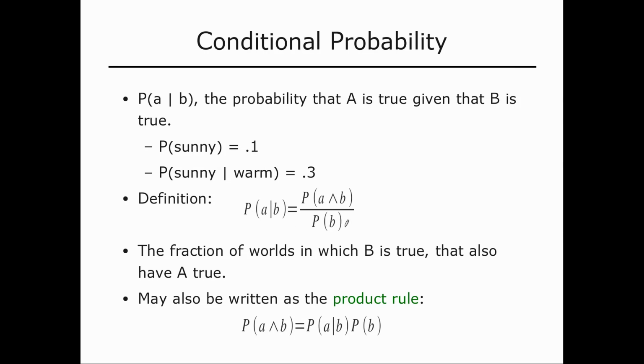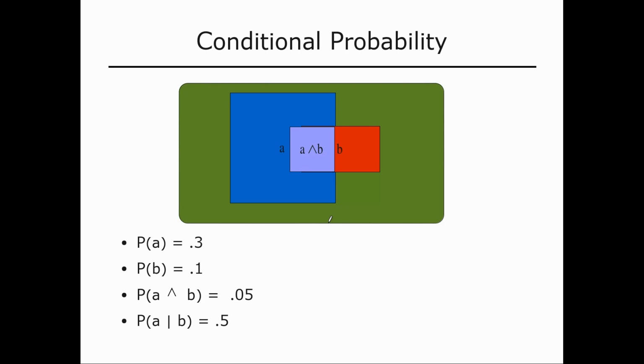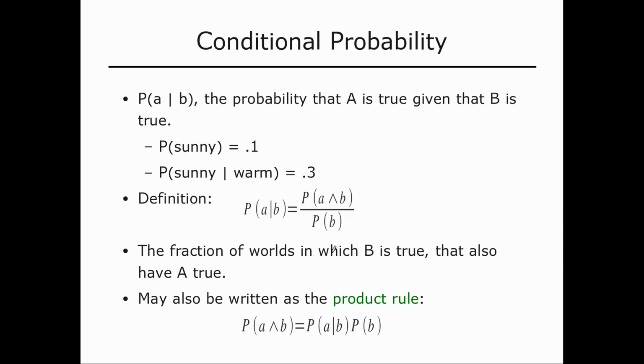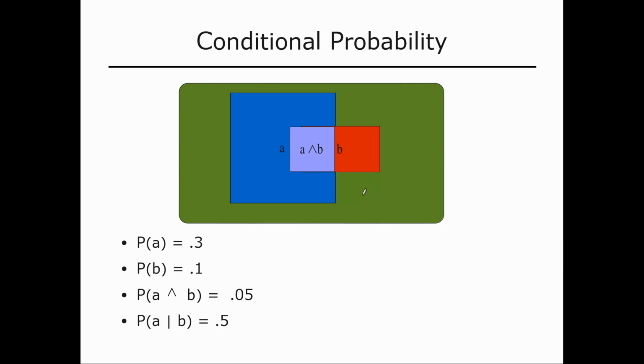So we can define the conditional probability in this way. The conditional probability of A given B is equal to the probability of A and B over the probability of B. So again, I think our picture makes that make sense. I'm interested now, right? What is the probability of A given B?